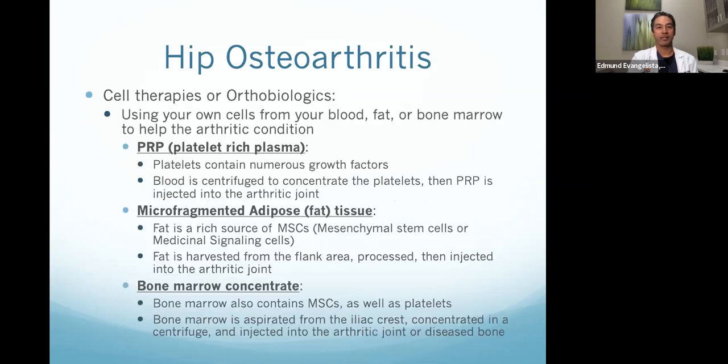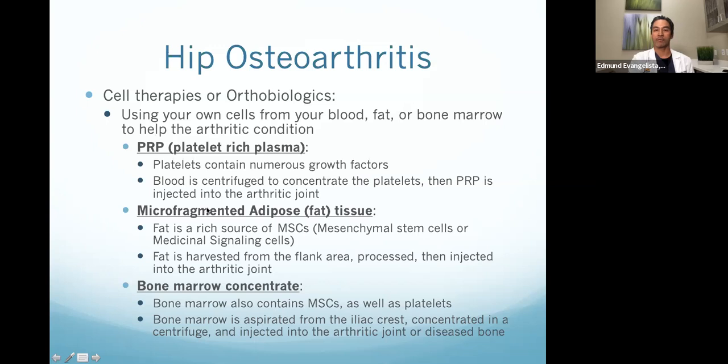So what about patients who have failed the traditional treatments, physical therapy, cortisone injections, even HA injections, but they're not ready to replace the hip for various reasons? We have our cell therapies or orthobiologics. We can use the cells from our blood, fat, or bone marrow to help the arthritic condition. The first, platelet-rich plasma, is probably the most common. Platelets are the cells in your bloodstream that contain numerous growth factors. So we can take your blood, centrifuge it to concentrate the platelets, and we inject that PRP or concentrated platelets into the arthritic joint.